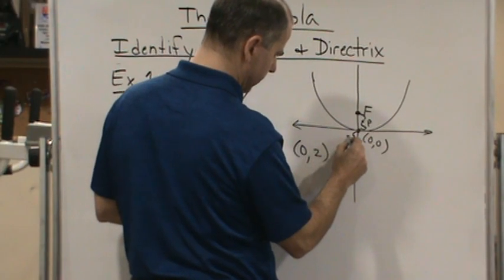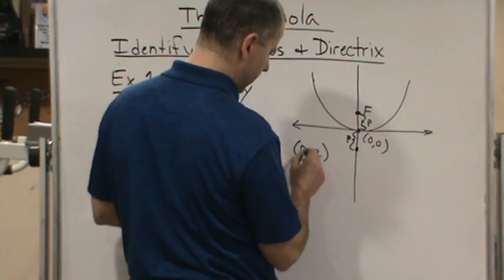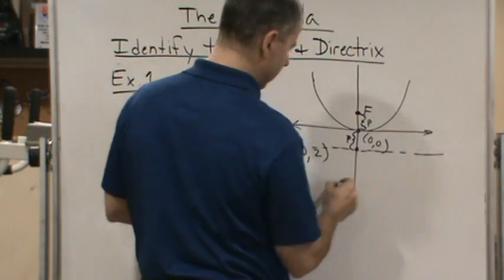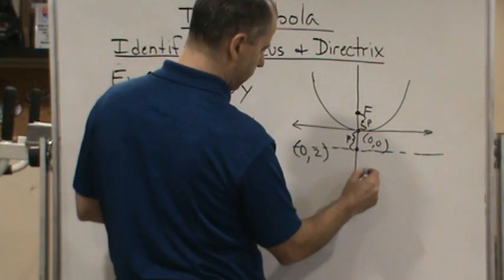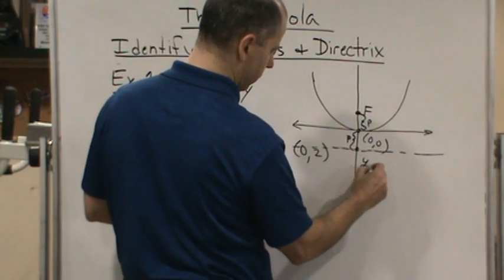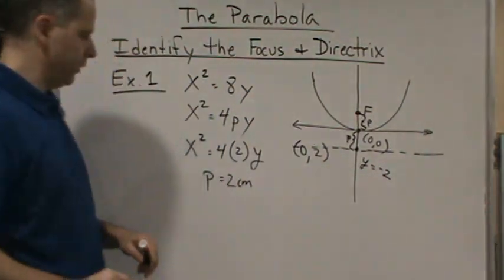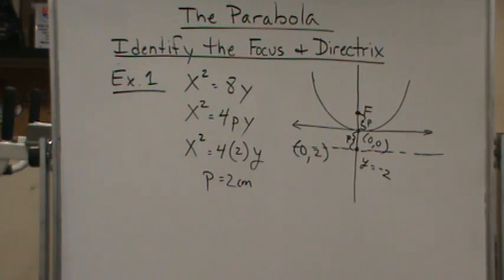So we know this is going to be p, but it's going to be negative, so the directrix is going to be here, and it's going to go through what? It's going to be y equals negative p, which is 2, so negative 2. So y equals negative 2 is the equation of the directrix. And that's it. Not bad.